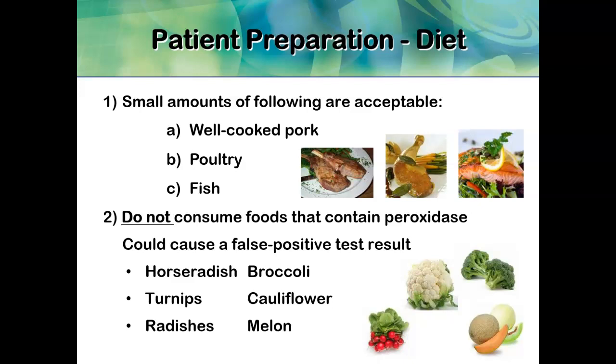But the interesting thing is that there are some foods that are very healthy that have peroxidase, which is an enzyme that could actually cause a false positive result. And many of these foods are things that patients would eat readily. So we would want to have them avoid eating foods like broccoli and cauliflower, melon, radishes, turnips, horseradish in particular, because they could cause a false positive result.